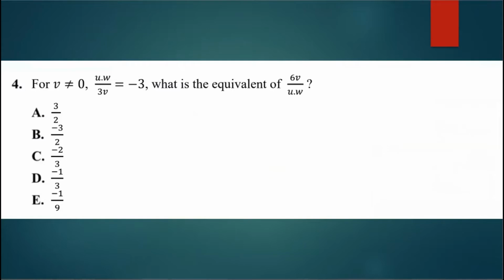Okay, with this one, for v equals 0, not equals 0, sorry. What is the equivalent form of that?